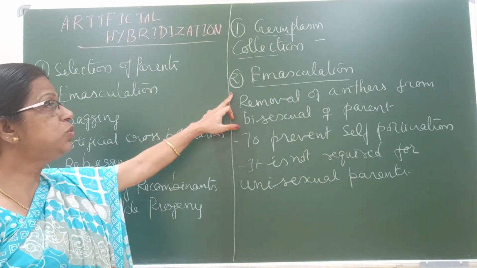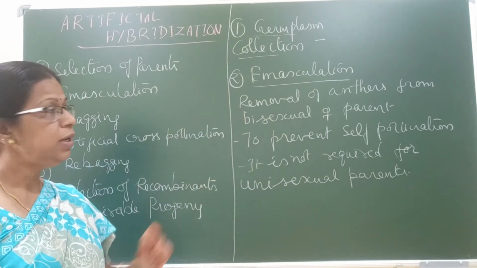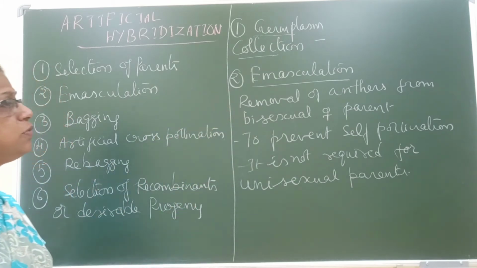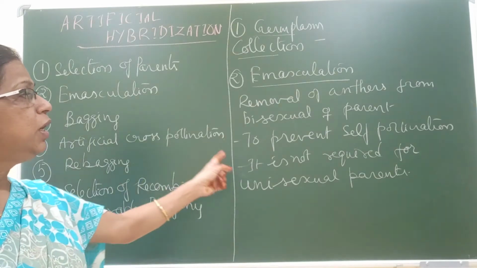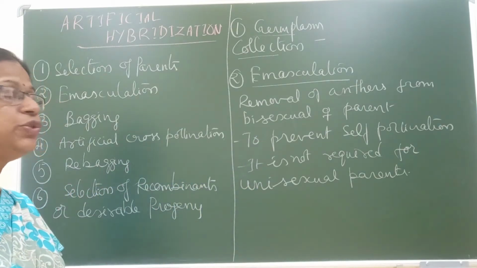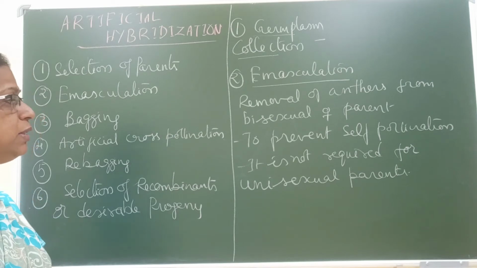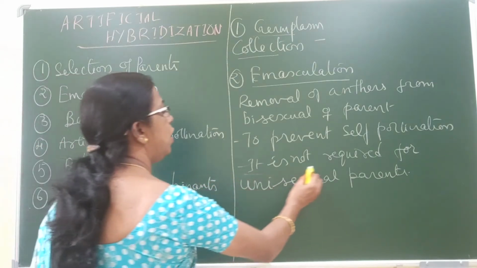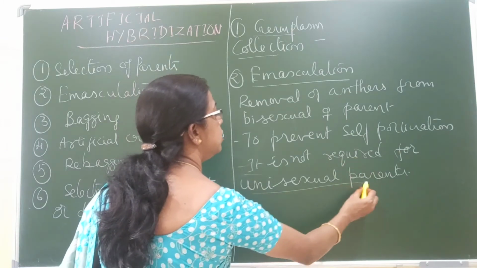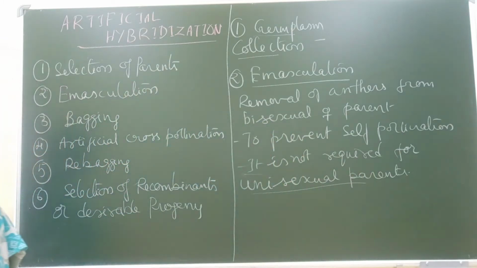The next one is called emasculation. Emasculation is the removal of anthers from a bisexual female parent. Why is it done? In order to prevent self-pollination. And emasculation is not required for unisexual parents. If the female parent is unisexual, then emasculation is not required.